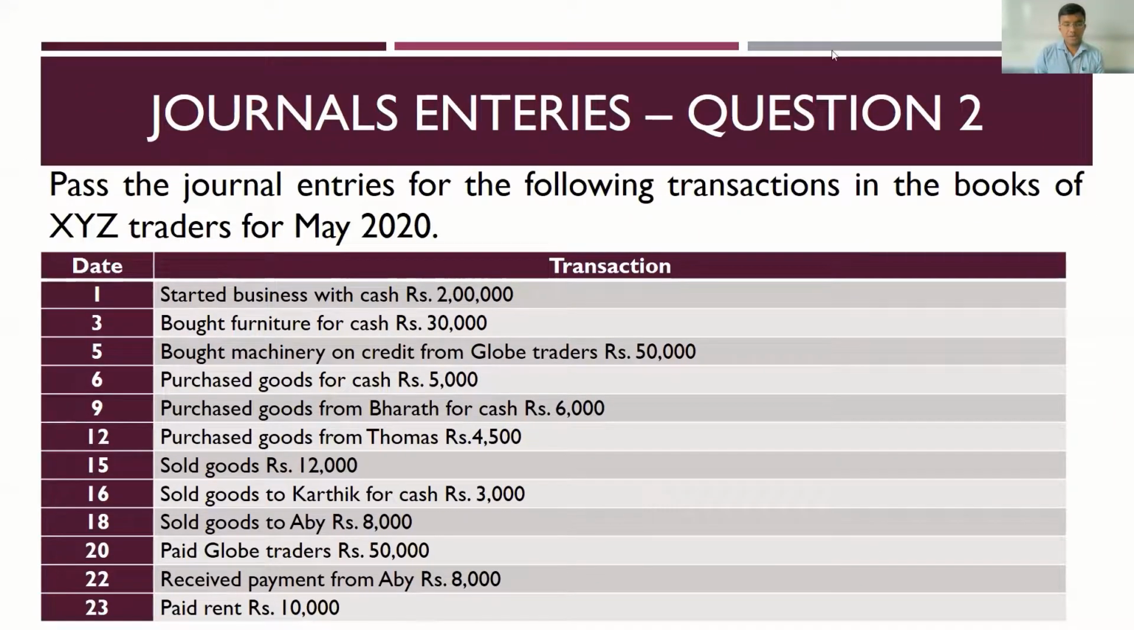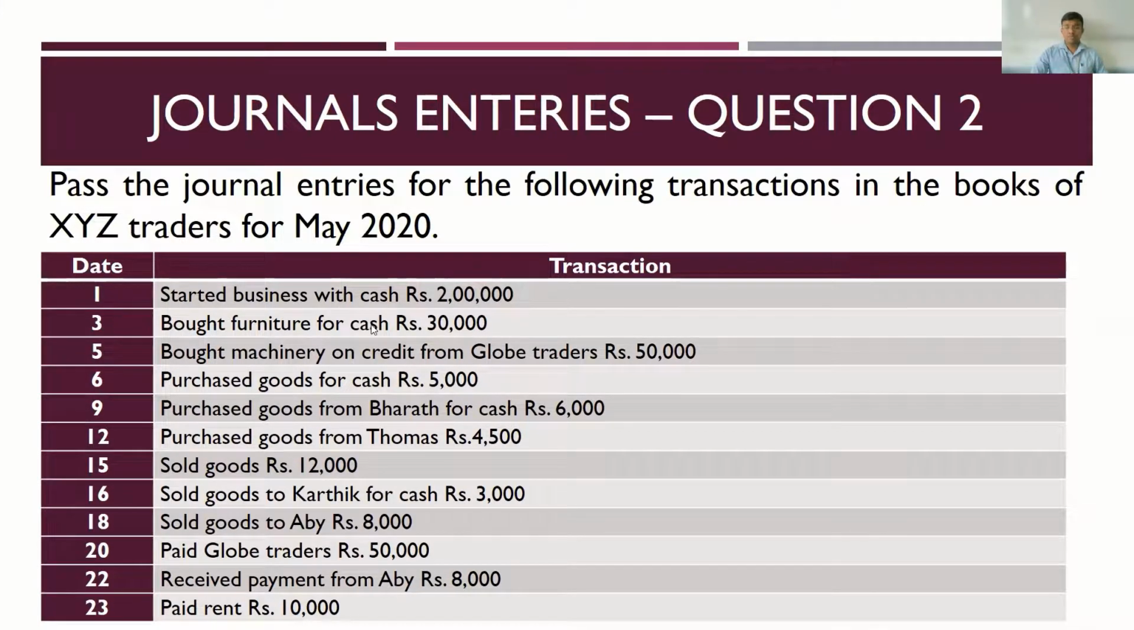In today's class, we will be solving another question on the preparation of journal entries. The question goes like this: pass the journal entries for the following transactions in the books of XYZ Traders for May 2020. We've been given some transactions for May 2020. These transactions belong to the books of accounts of XYZ Traders, and we are expected to prepare the journal entries from the transactions. Now let's quickly look at the transactions and then we will start preparing the journal entries together.